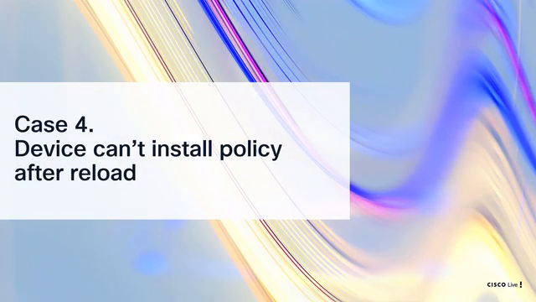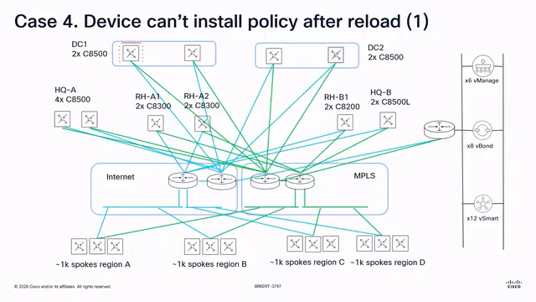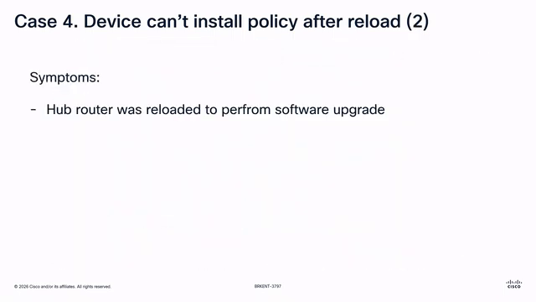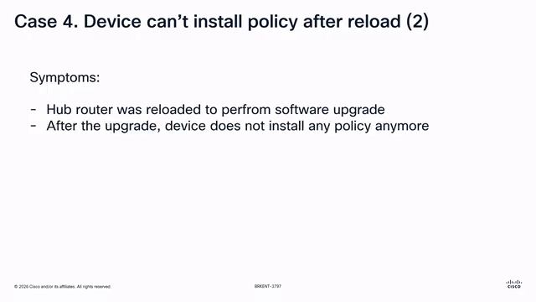This one is interesting, because, again, this is quite recent. Maybe a couple of years ago, we had a situation when a big network was designed with multiple data centers, and the guys were testing it. We reloaded a router, and the symptom is that the hub router was reloaded to perform a software upgrade, right? And after the upgrade, the device cannot install any policies.